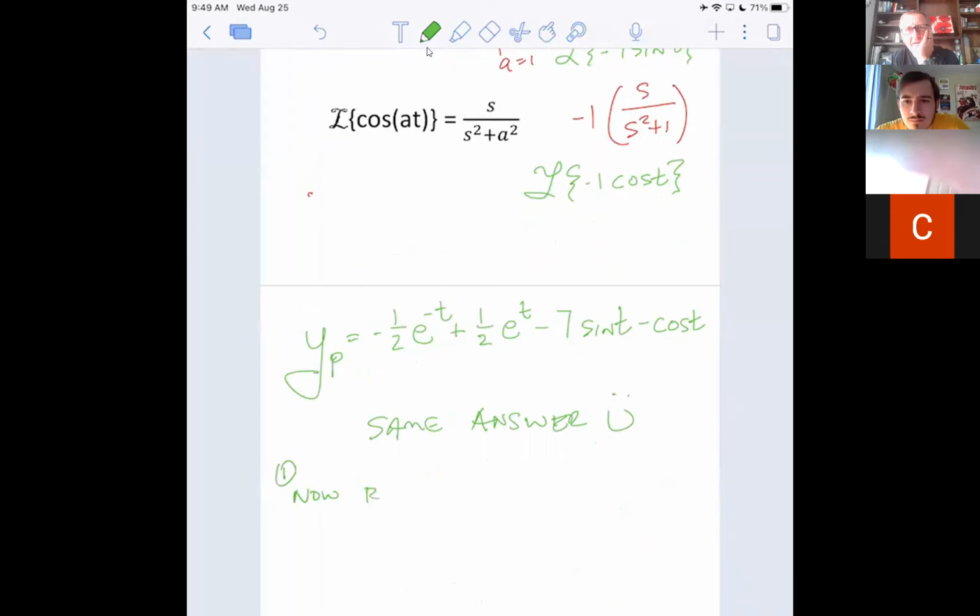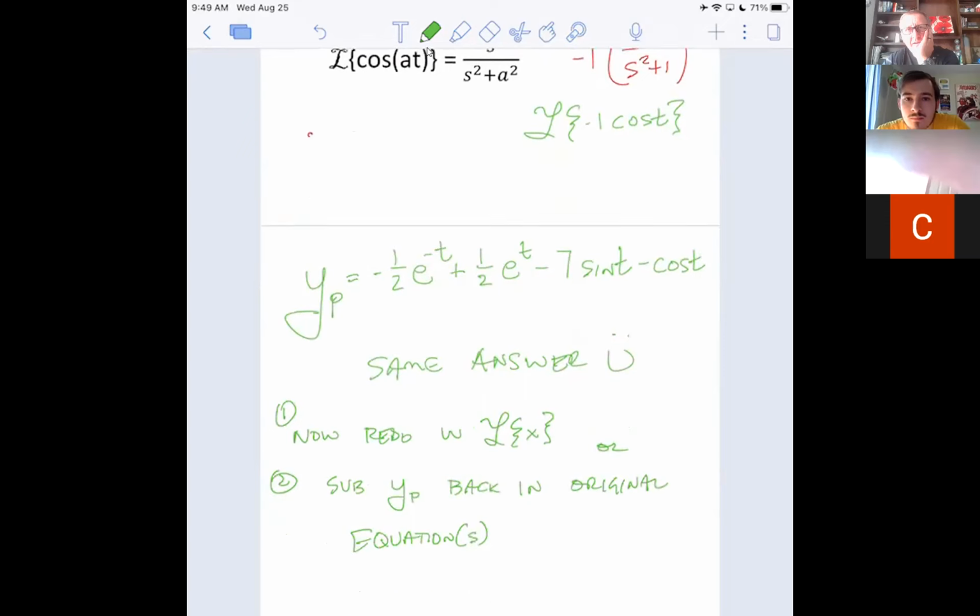One option, now redo with the Laplace transform of x, or sub y p back in to the original equation, or equations, however you choose to do it. Those would both be kind of workable.